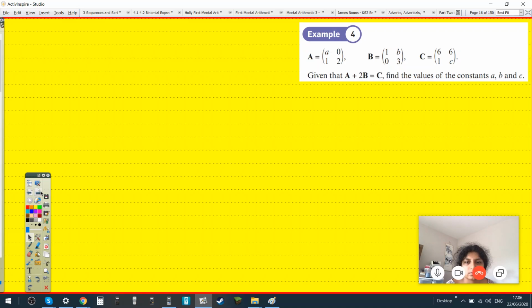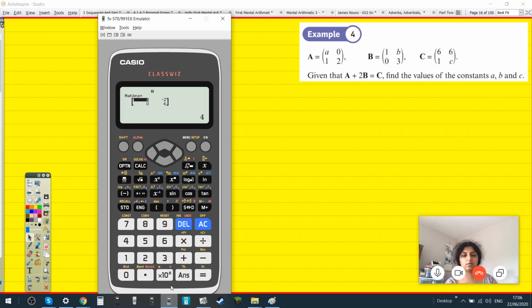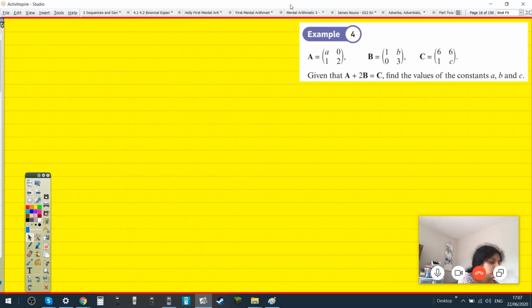Okay, let's try this one. Any way you like. Let's see. You just have to equate each one, basically. So let's solve it. And I don't think the calculator will be able to do this one.